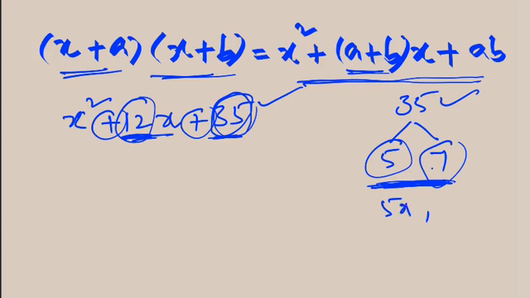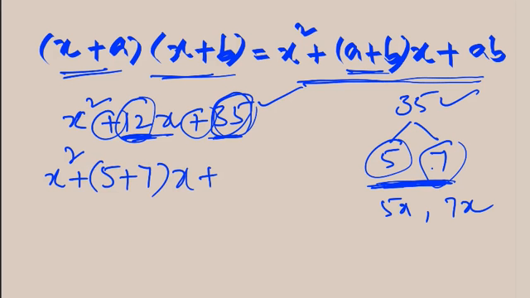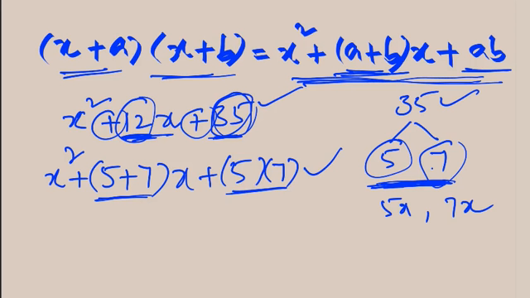Then write one as 5x and another as 7x. Now write the same thing: x square plus 5 plus 7x plus the last one, 5 into 7. So this expression is exactly in the form x square plus a plus b x plus a into b. A plus b is 5 plus 7, a into b is 5 into 7. That means we got it. What is a and what is b? A is 5, b is 7.